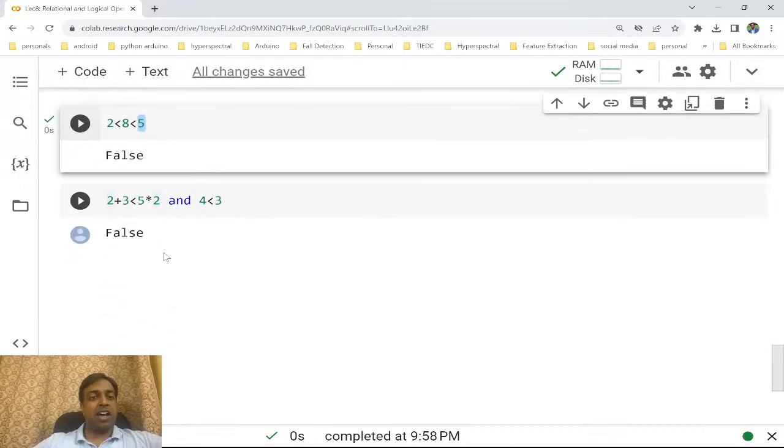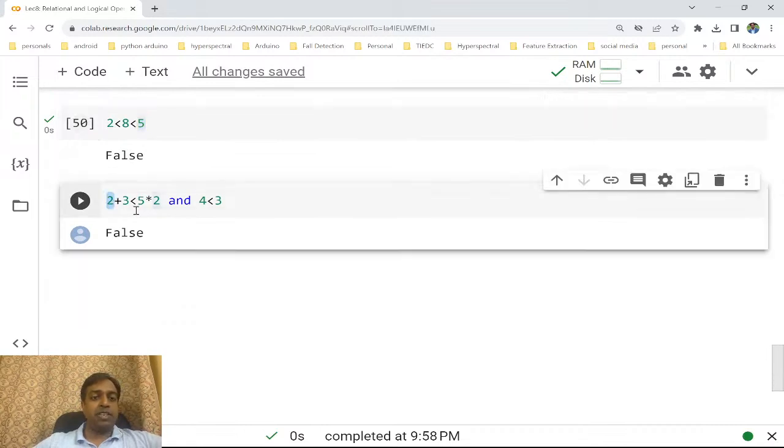And the last one, for this expression again, first multiplication gives 10, so this is the same, right? So 5 less than 10, the answer is true. This 4 less than 3, this answer is false. Since one is true and another is false, as per the AND operator, the overall answer will be false, because the AND operator gives the answer as true only if both the answers are true, right? So this is all about logical operators, relational operators and the precedence order.